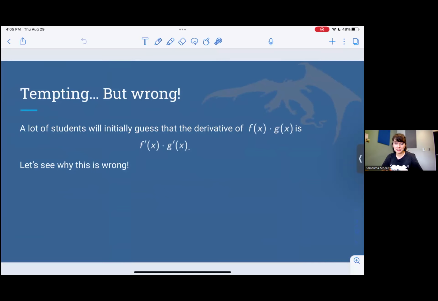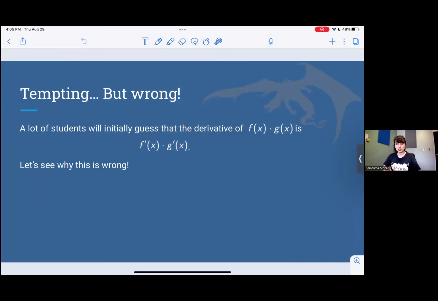A lot of students are going to do this first tempting but wrong thing. A lot of people will guess that the derivative of f of x times g of x is just going to be taking f prime and multiplying it by g prime. This is super tempting. This is how sum and difference worked. Unfortunately, it's not quite that straightforward.